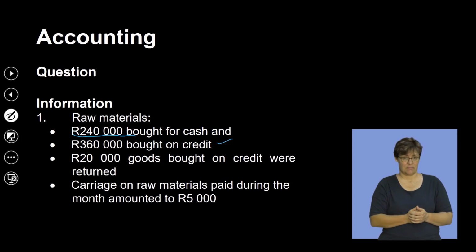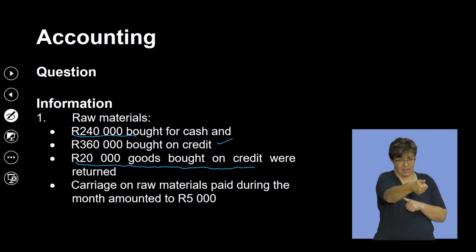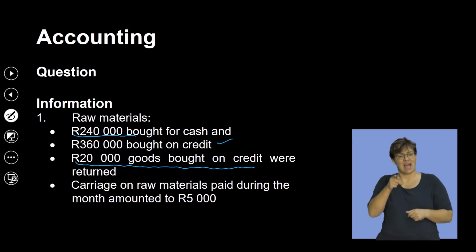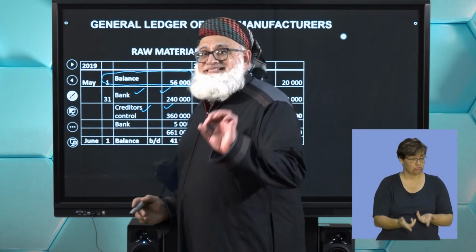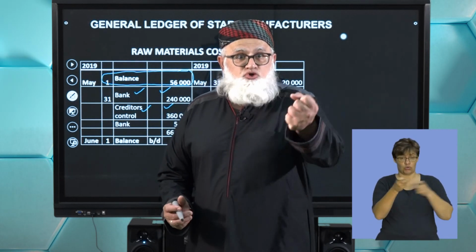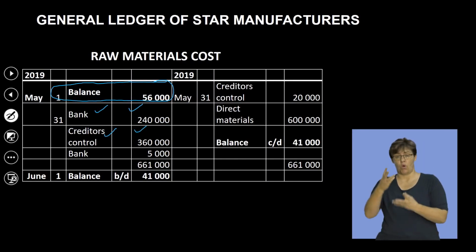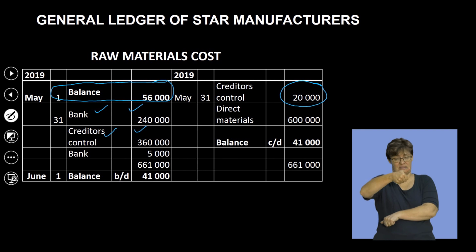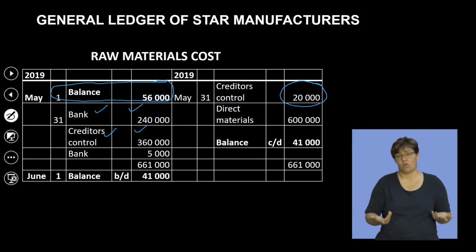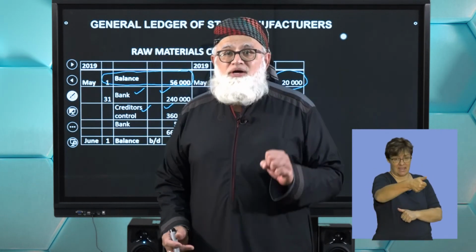Going back to my information, we said 20,000 rand of goods that were bought on credit were returned. That means we return these to our creditors. So your contra entry, this is important, is a debit to creditors control, to reduce your liability, and a credit to my raw materials cost account. Here you can see the return of material to my suppliers, either defective, not what we ordered, whatever the reason may be. So these raw materials were returned to our suppliers.